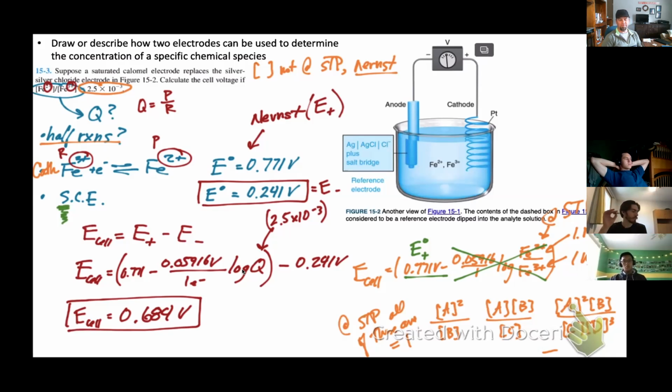And that's why we focus basically on these 3 types of reference electrodes: the standard hydrogen electrode, the standard calomel electrode, and the silver-silver chloride electrode. Those 3 are going to be your primary standard reference electrodes, and they're going to be used in electrochemical cells where you are trying to solve for other values.